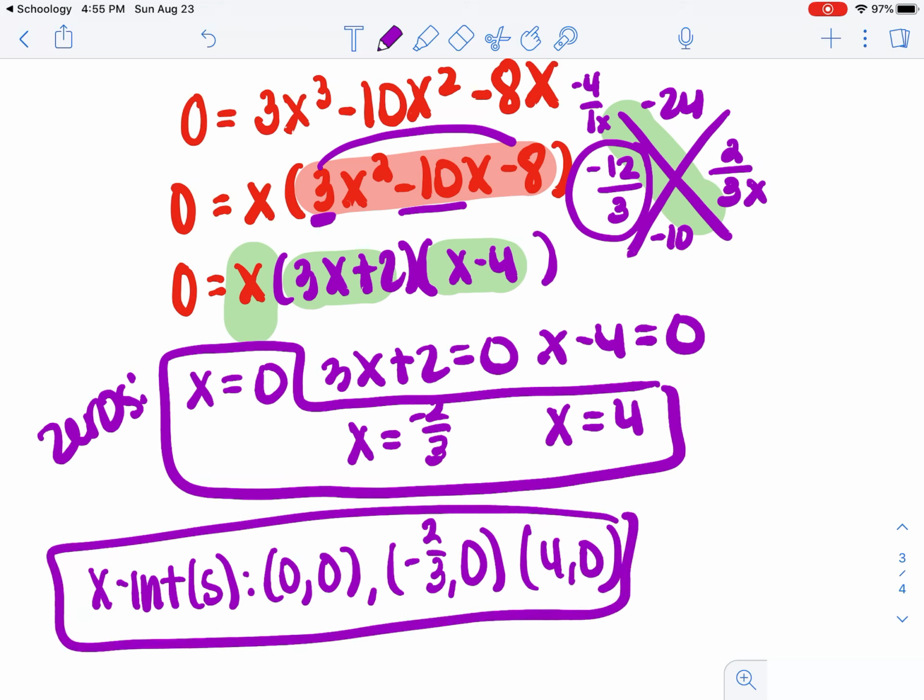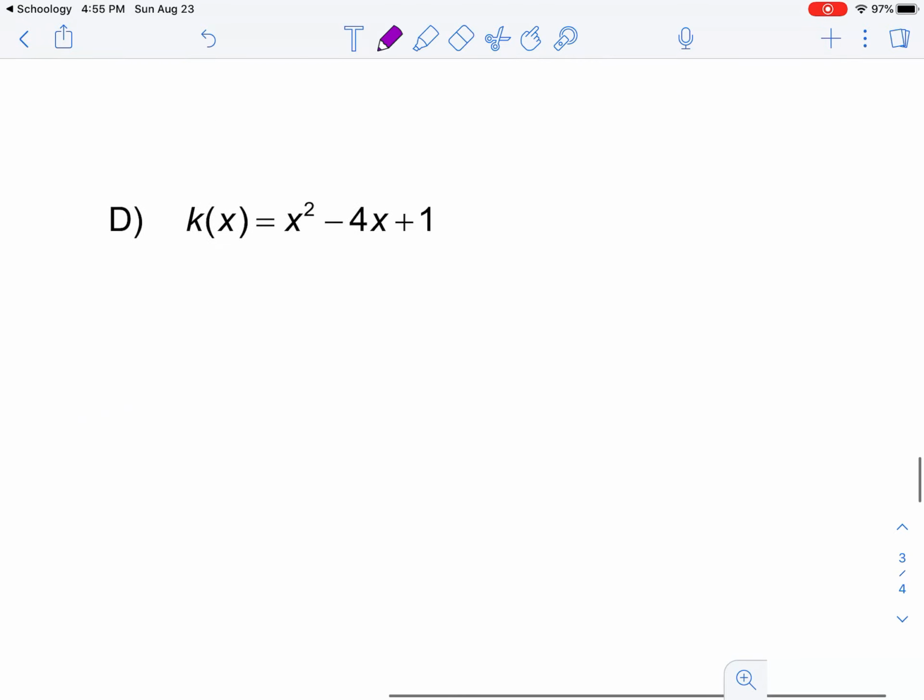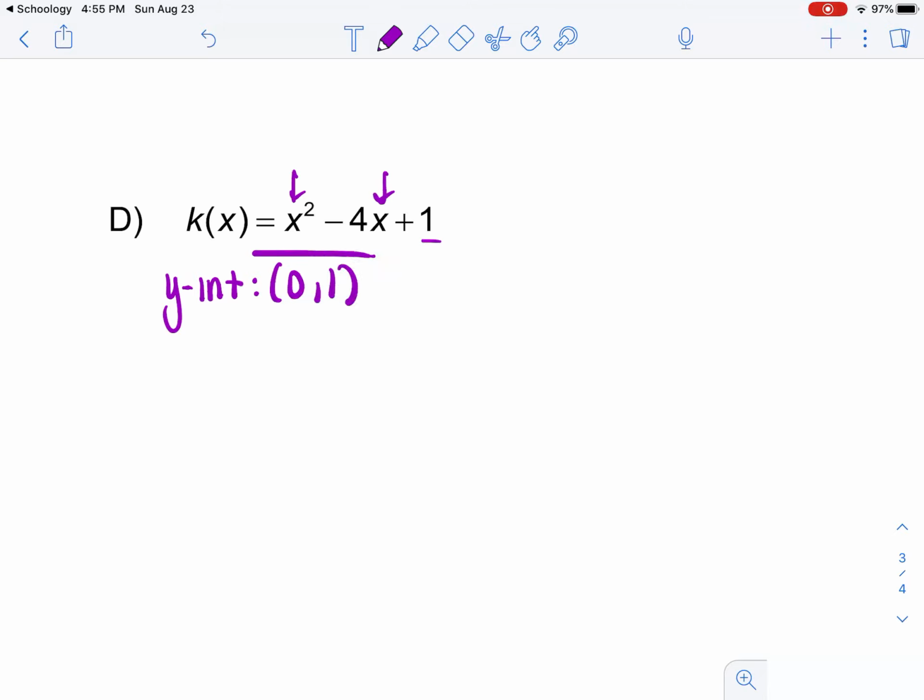Okay, the very last one. Go ahead and pause your video and try this one. All right, let's start with the y-intercept. Plug in 0 for x, see what you get for y. If I plug in 0 here and here, I just get 1. So 0, 1.